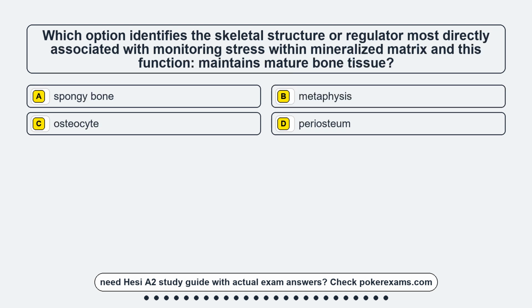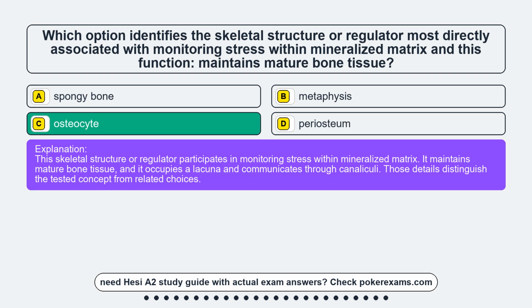Question 2. Which option identifies the skeletal structure or regulator most directly associated with monitoring stress within mineralized matrix, and this function maintains mature bone tissue? Option A, spongy bone. Option B, metaphyses. Option C, osteocyte. Option D, periosteum. The correct answer is option C, osteocyte.